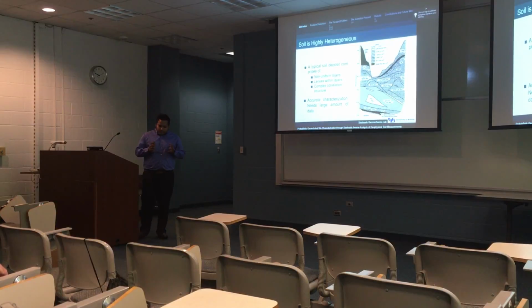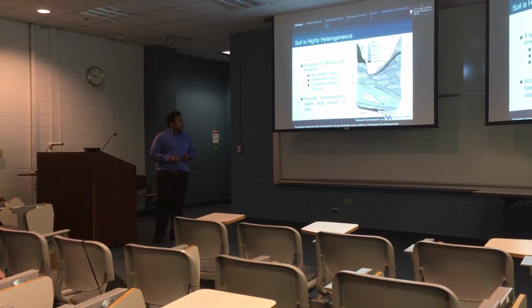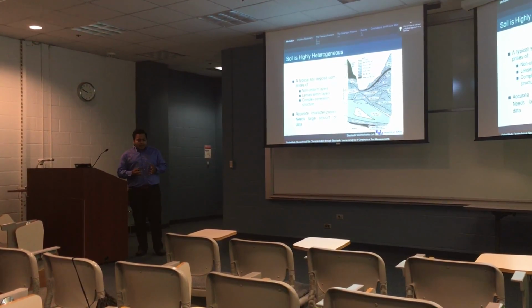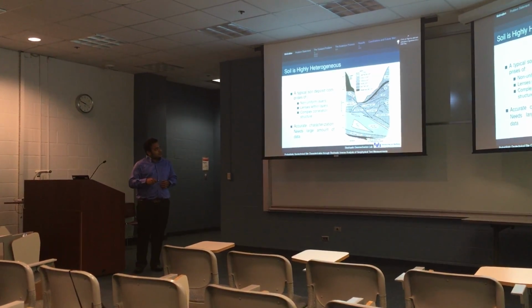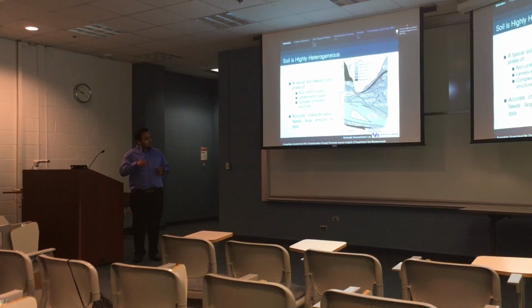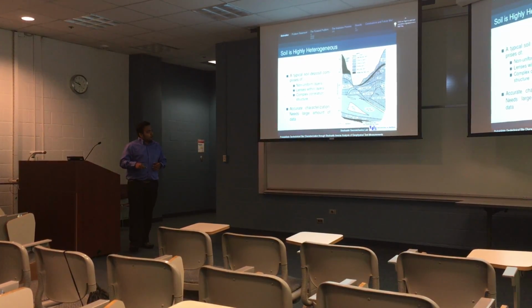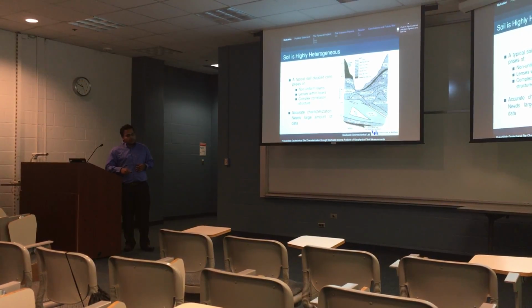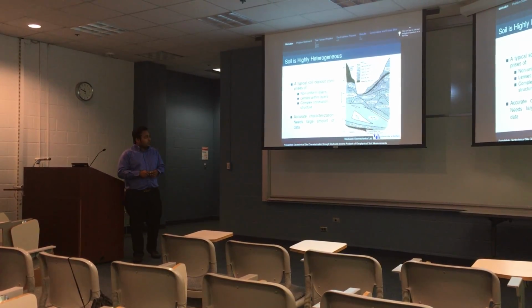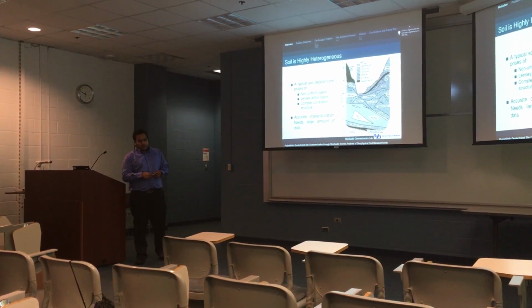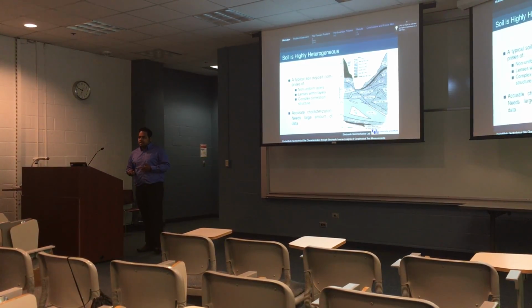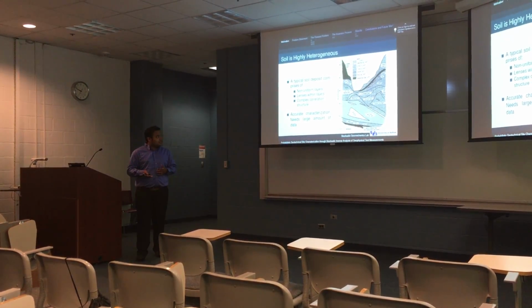Okay, so I start by stating that soil is highly heterogeneous. By heterogeneity, I mean it consists of non-uniform layers. As you can see in this diagram, a number of the layers are not uniform. Also, it consists of discontinuities which we call lenses. So these lenses and these non-uniform layers form a very complex correlation structure which we need to characterize.